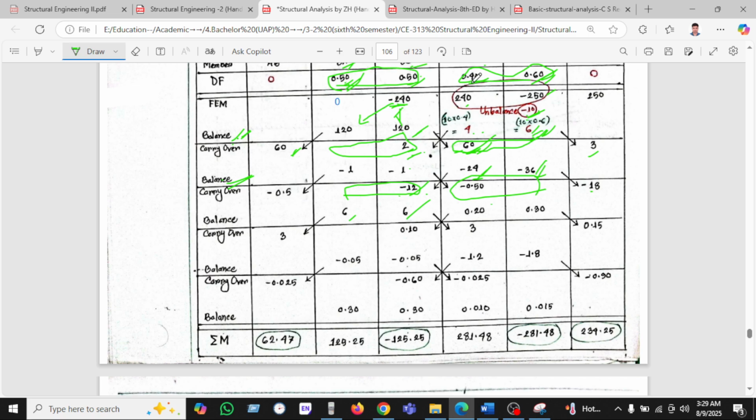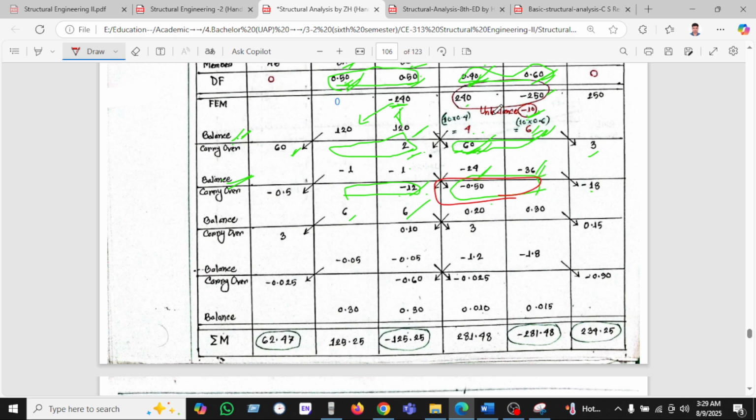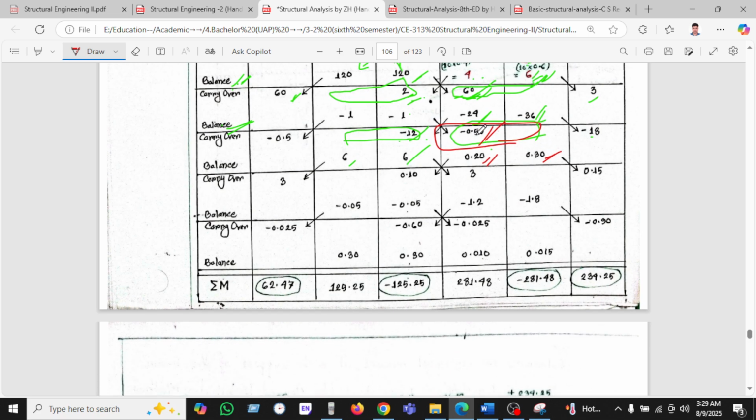So minus 0.50 will be multiplied by 0.40. I'm just changing color. If you understand here, the 0.50 will be multiplied with 0.40. Then we will find 0.20, and 0.50 will be multiplied with 0.60. It will be 0.30. As the 0.50 is negative, that's why it will be positive for balance moment distribution.